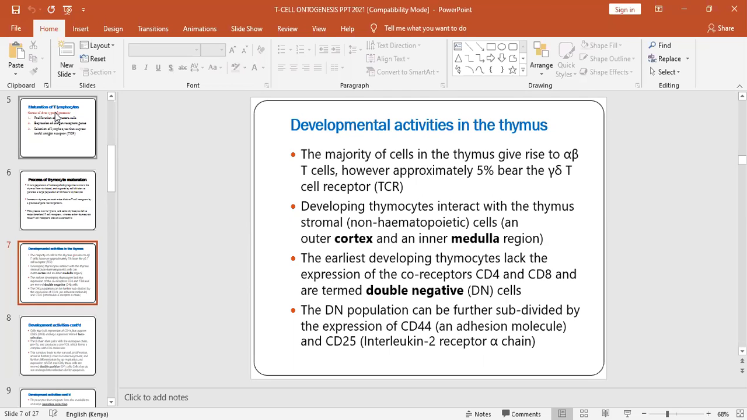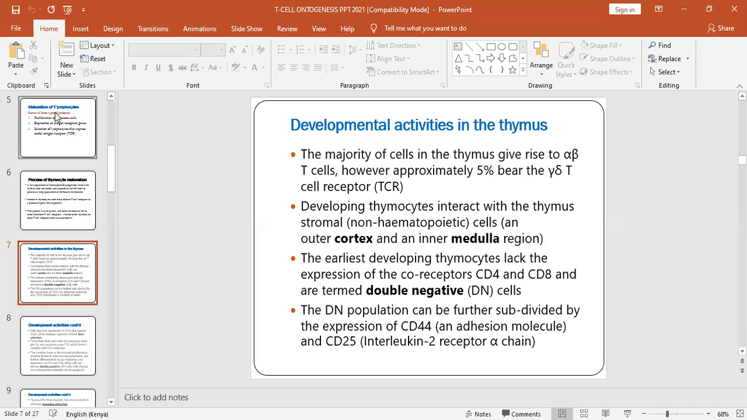Now, these cells, because they lack either of these co-receptors, whether it's CD4 or CD8, are referred to as double negative, because they lack both the CD4 and the CD8 co-receptors. Okay, and we'll see at what stage this happens.